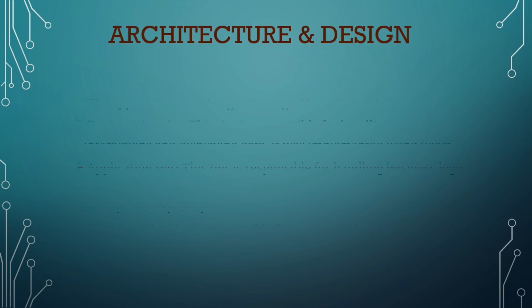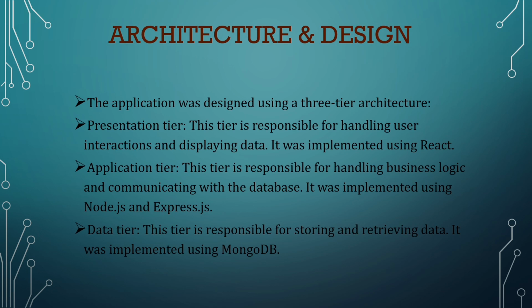Then architecture and design. The application was designed using a three-tier architecture. First, the presentation tier. This tier is responsible for handling user interaction and displaying data. It was implemented using React. Then the application tier. This tier is responsible for handling business logic and communicating with the database. It was implemented using Node.js and Express.js. Then the data tier. This tier is responsible for storing and retrieving data. It was implemented using MongoDB.